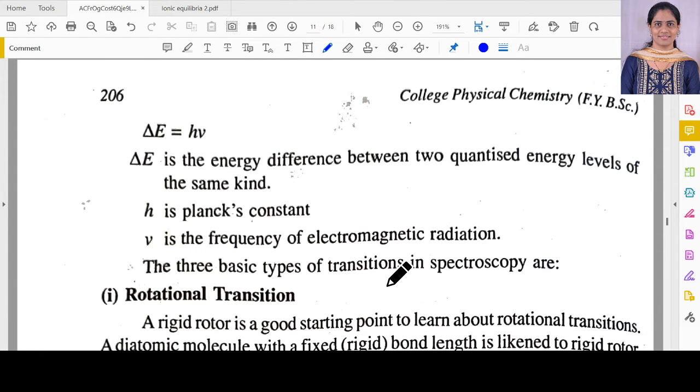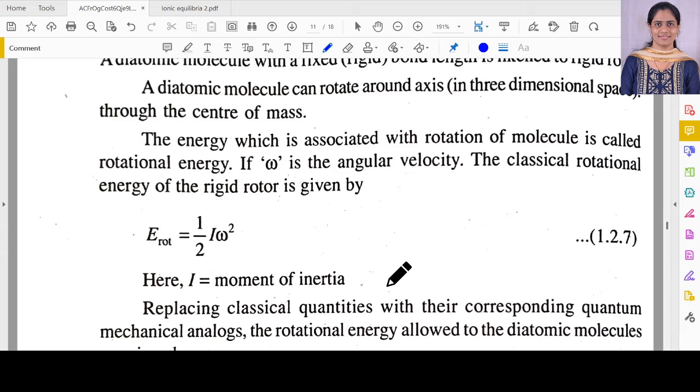Then different kinds of molecular transitions we have seen. Three molecular transitions: rotational transitions, vibrational transitions, and electronic transitions. For that we have drawn one image showing all in one, so I will repeat that image over here.